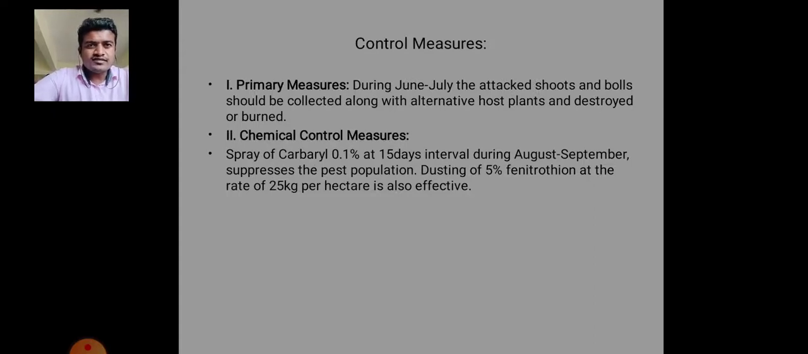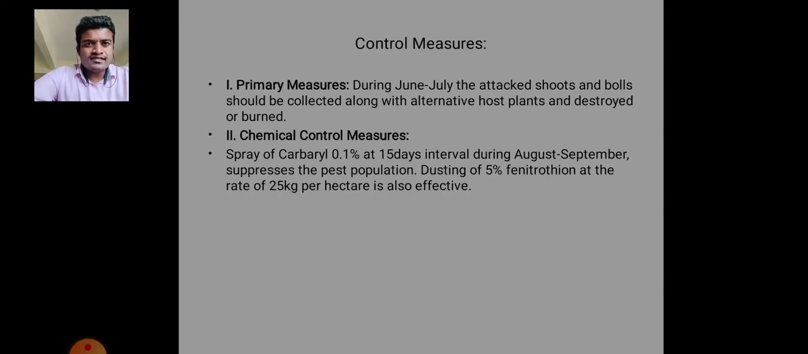The control measures are shown here on this slide. We will see how control measures are applied to stop the action of spotted bollworm in the environment. You can see the primary measures, chemical control measures and biological control measures given here. Primary measures include, during June and July, the shoots and bolls attacked by the spotted bollworm, the caterpillar larvae, should be collected along with the alternative host plants and destroyed or burned. So ultimately this primary measure is useful for farmers in the farm to prevent the attack of spotted bollworm.